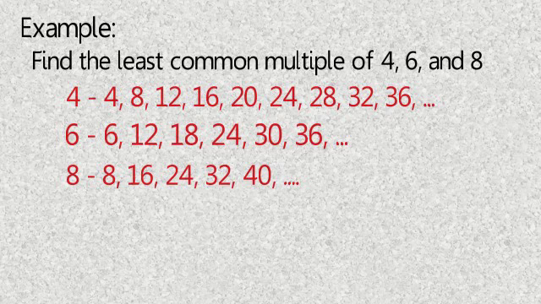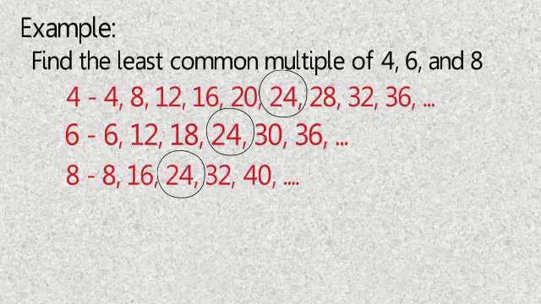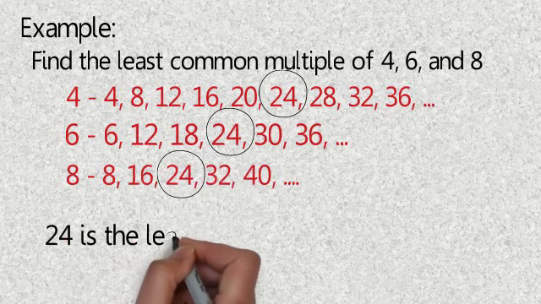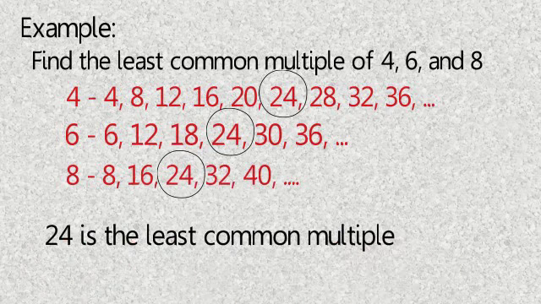So, can you notice the least common multiple in the lists? Just check through. Good. Can you see 24 is common to all? Did you notice? Good. So that is the least common multiple. 24 is the least common multiple, as there is no other number smaller than that which is common to the figures.